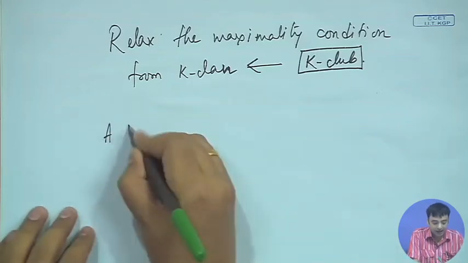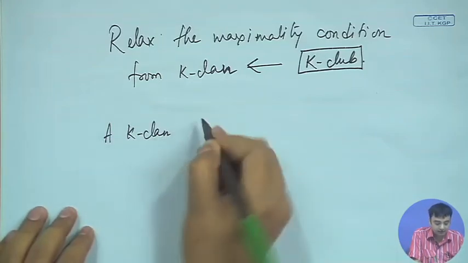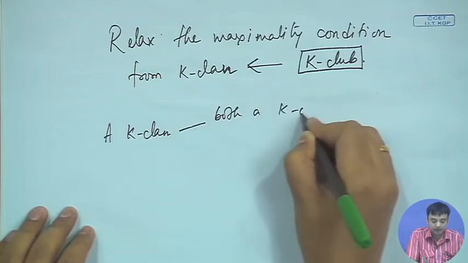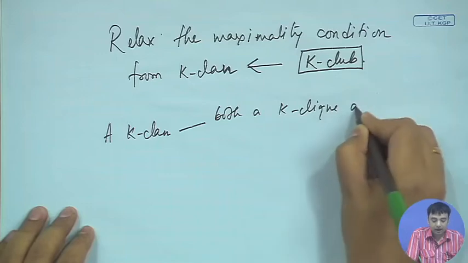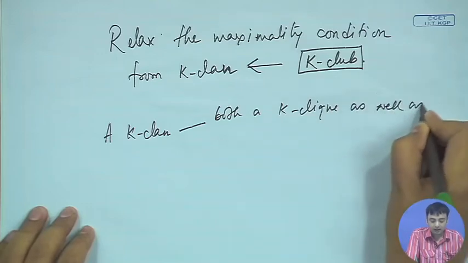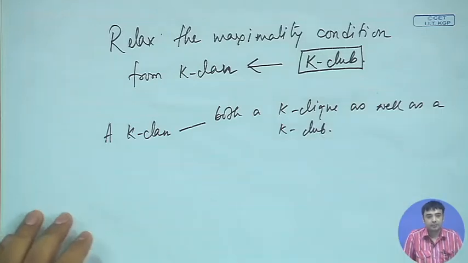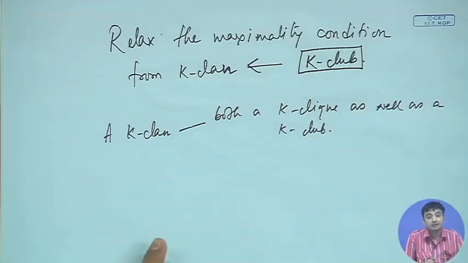Basically, a K clan is both a K-clique as well as a K club. However, the vice versa are not true. If you have a K clan, then it is automatically a K clique by definition as well as a K club by definition. However, the reverse in each case is not true.